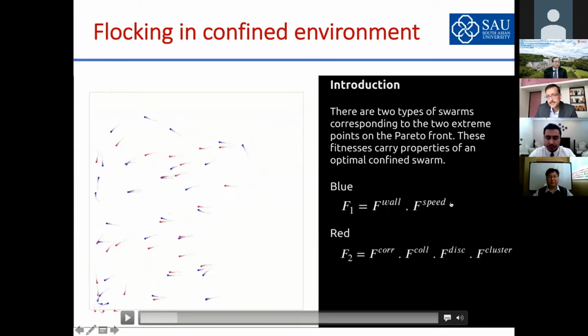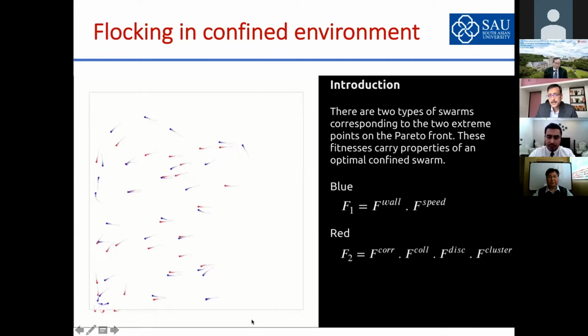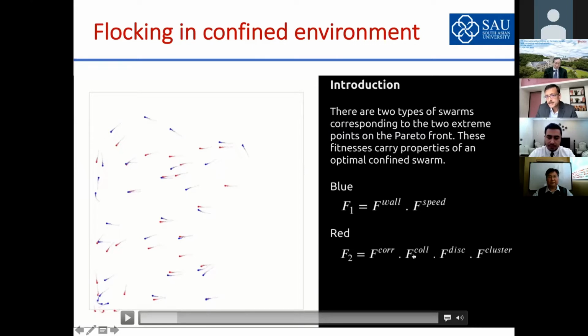Actually, these 4 objectives, if they are in one class, they are not opposite objectives. Meaning if correlation increases, then the collision will not increase, collision will decrease. Correlation increases means collision will also be maintained.